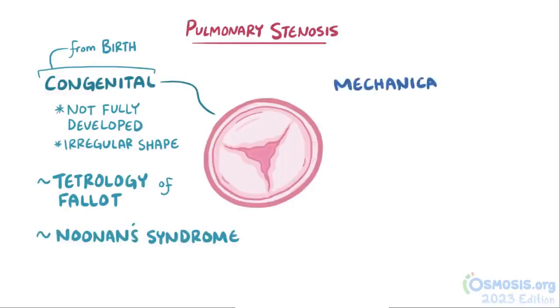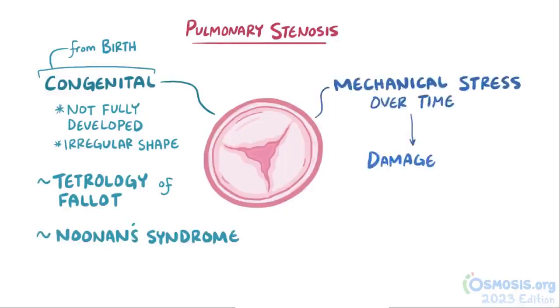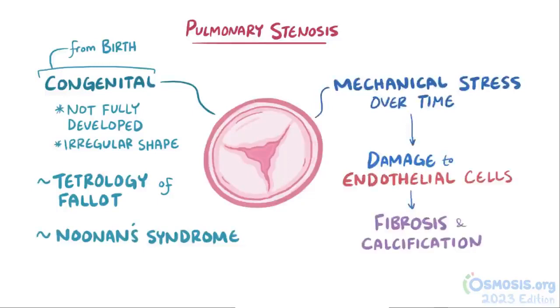Other times there can be mechanical stress over time, which damages endothelial cells around the valves, and causes fibrosis and calcification, which hardens the valve and makes it more difficult to open all the way.